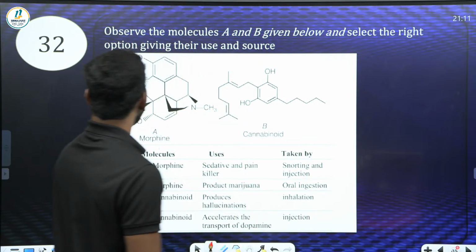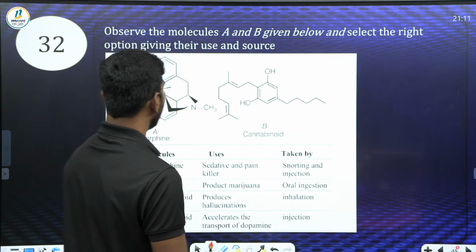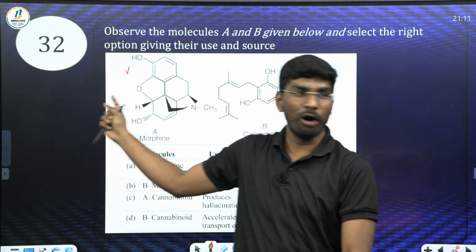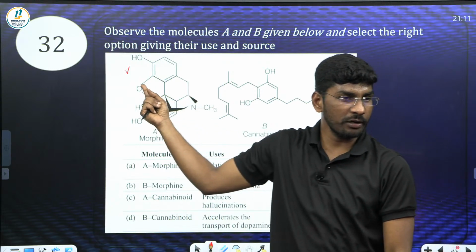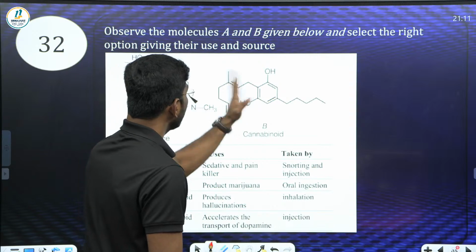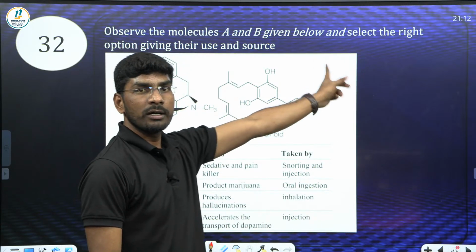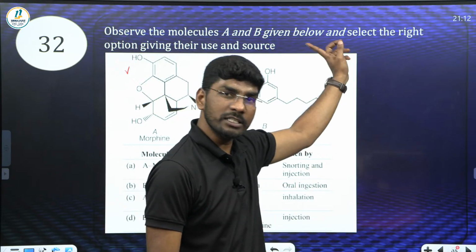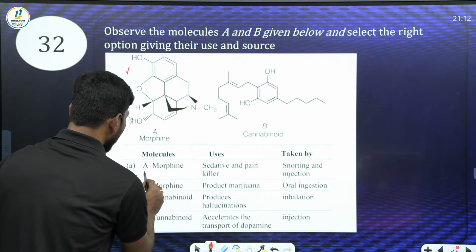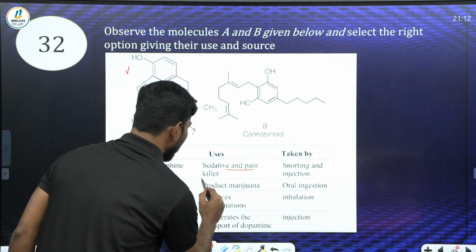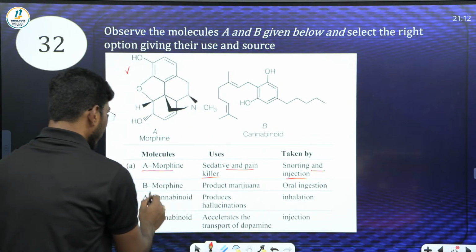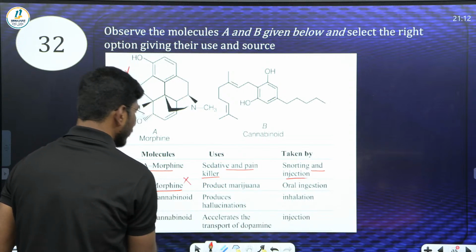Now look here. Observe the molecules A and B given here. Any one of you identify what the first one is? Morphine, right? First one is morphine or cannabinoid? First one I can call morphine and the second one is called cannabinoid. If I am not wrong, is it correct, beta? Open all of NCERT. Yes, it's morphine and also cannabinoid. So tell me what is given here. Molecule A, morphine, sedative and painkiller, taken by snorting and also by injection. Okay. B, morphine. B is not morphine. Leave it.